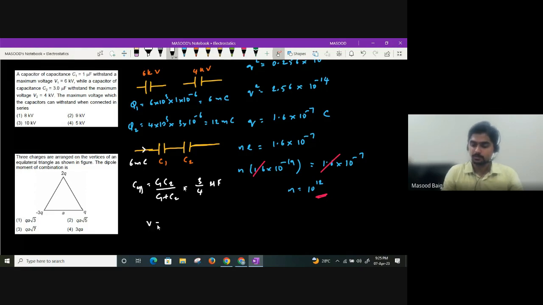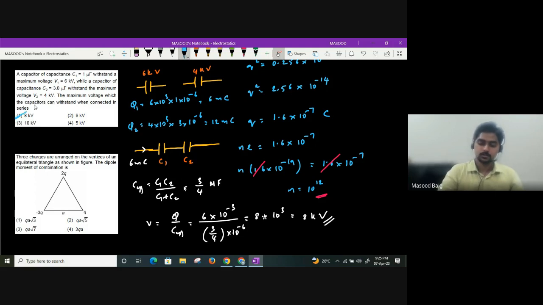They're asking the maximum voltage that they can withstand. So can I write the V value as Q divided by C effective? They can withstand 6 millicoulomb, 6 into 10 power minus 3. C effective we got as 3 by 4. So we'll get it as 8 into 10 power minus 6, the microfarad is there, no? So 8 into 10 cube you will get, which will be 8 kilovolt. You understood the question? In series combination, both should carry the same charge. Yes or no? Both should store the same charge.